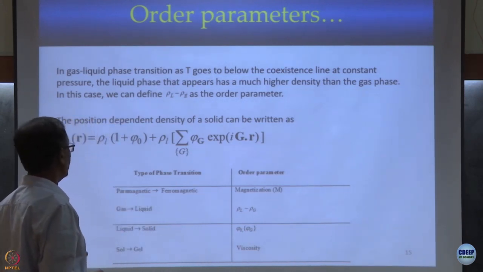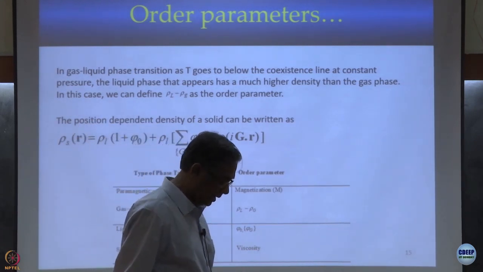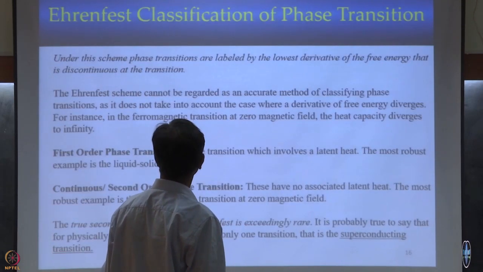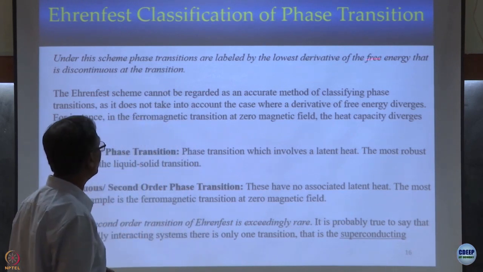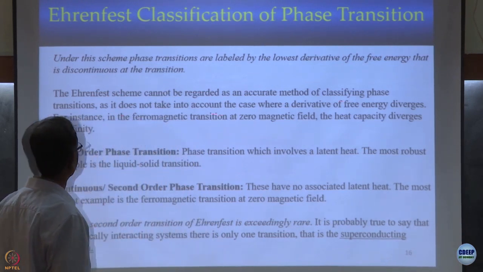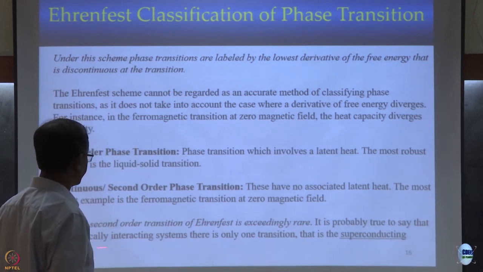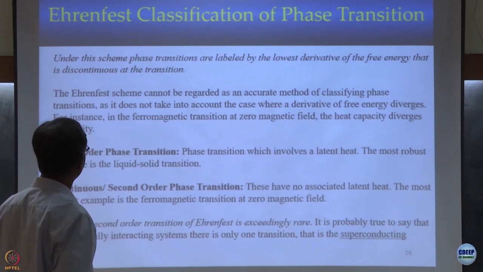Now I want to tell you, and if you can tell me, it will be even better, why we give so much importance to order parameter. So this is again the same thing, a phase transition labeled by the lowest derivative of the free energy with classifying, but then first order phase transition, continuous second order phase transition, and the true phase transition is the superconducting transition, which is exceedingly rare. We know only one case.